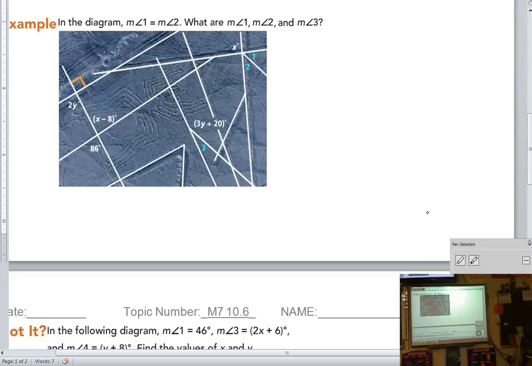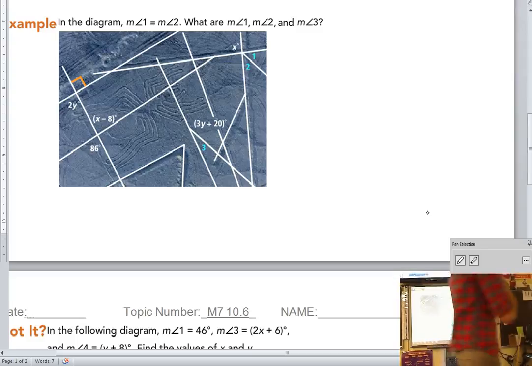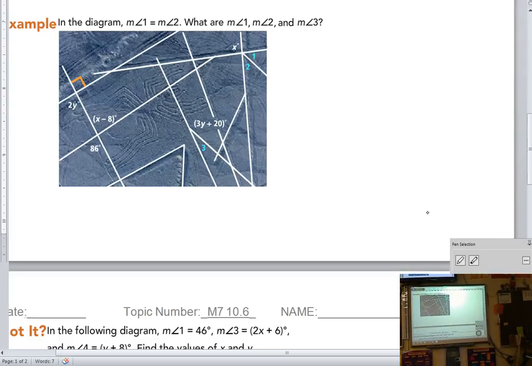Mr. Hudson? What is this? Which this? These y plus. So that's the quantity. So guys, this angle right here is 3y plus 20. So that big angle right there is 3y plus 20. I'll give you guys one more minute.